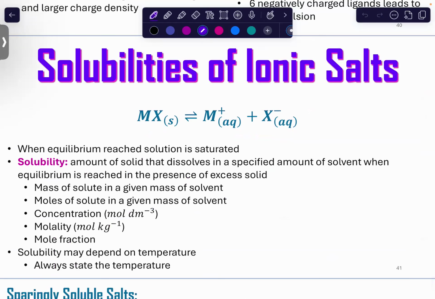Okay, solubilities of ionic salts. So, in Gen Chem, you had solubility rules. So we're going to talk more about how solubility actually works. Of course, solubility is the amount of solid that dissolves in a specific amount of solvent. And all of these, this little list here, these are all different ways to express solubility.